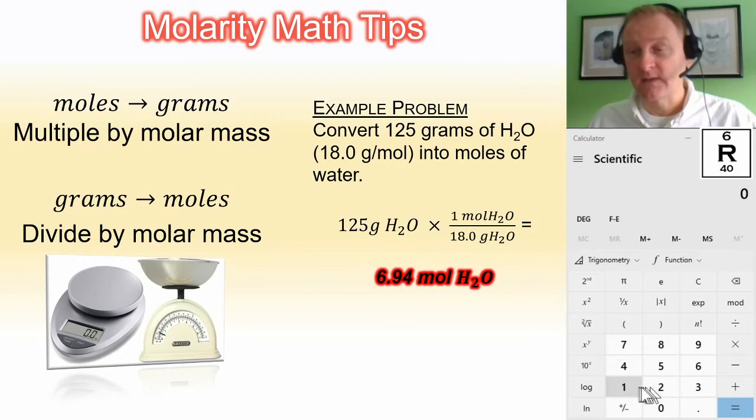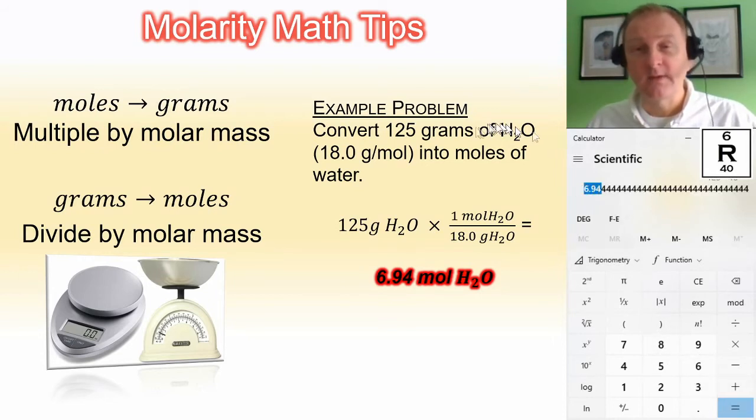Let's practice a little significant figure work. 125 divided by 18 equals, well, we get a really big number, and we are going to answer with 3 significant figures, and that's why we have this number here.